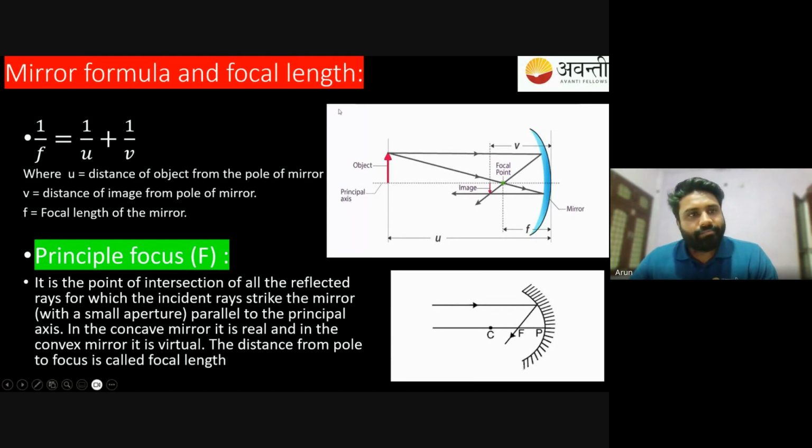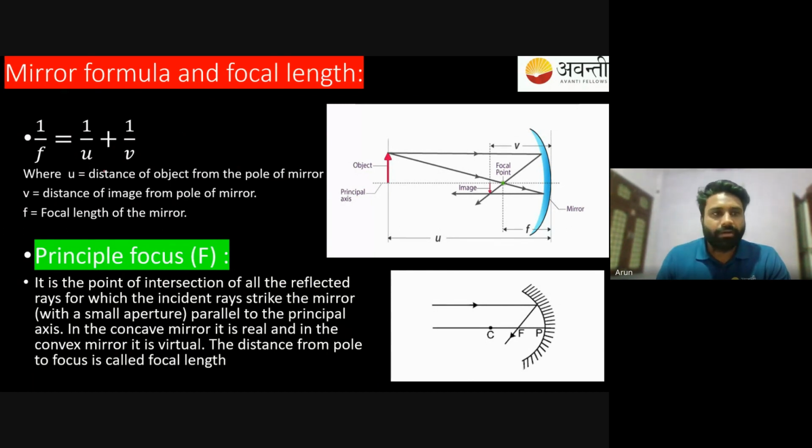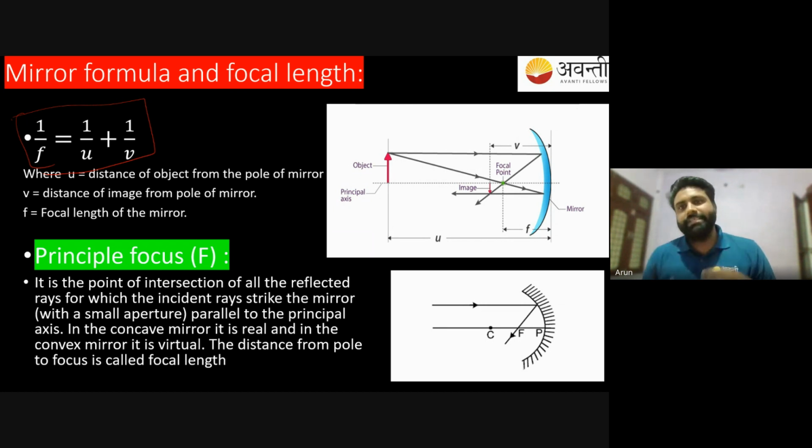This is valid for all the mirrors that we have, the spherical ones, concave and convex, both satisfy this formula. It is 1/f = 1/u + 1/v, where u is the distance of the object from the pole of the mirror, v is the distance of the image from the pole of the mirror, and f is the focal length of the mirror.